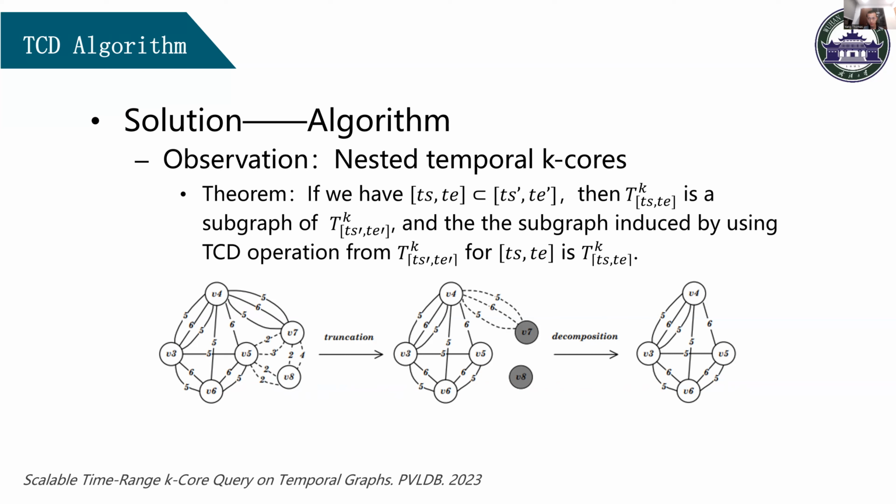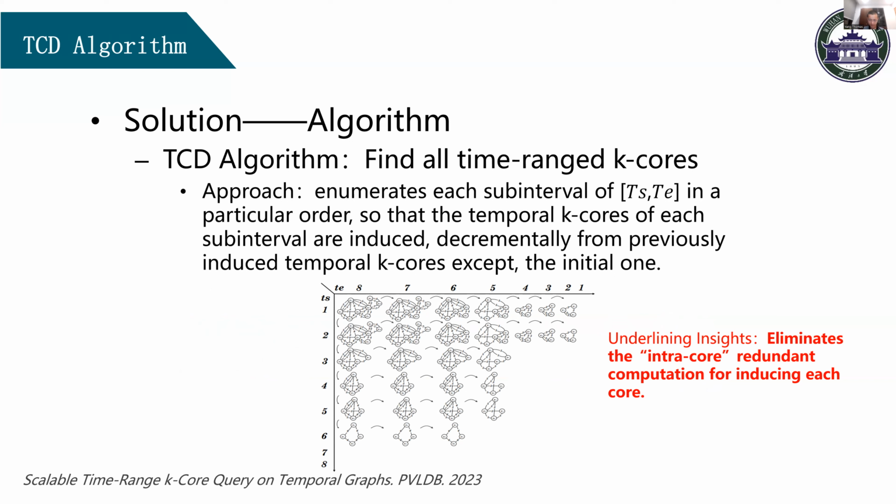Based on the above TCD operation, we can now have the TCD algorithm to address TCQ. In general, the TCD algorithm enumerates each subinterval of the query interval in a particular order, so that the temporal K-cores of each subinterval can be induced decrementally from the previous one, rather than from the original graph or the projected graph.